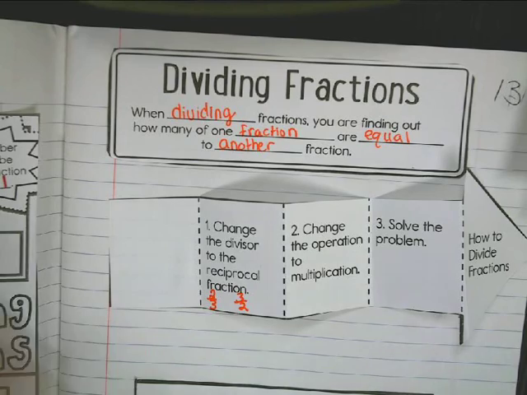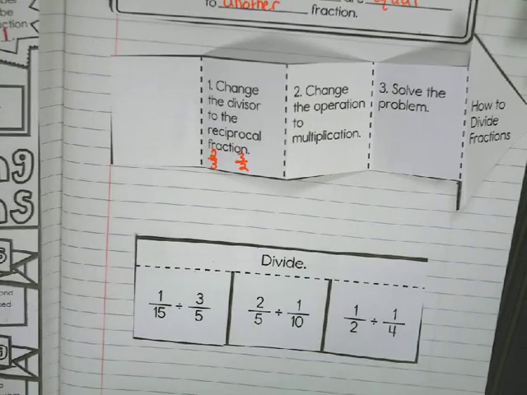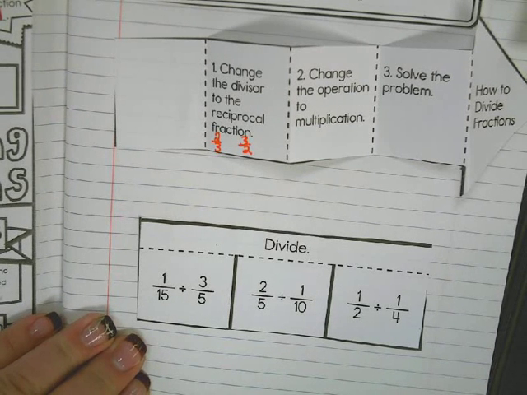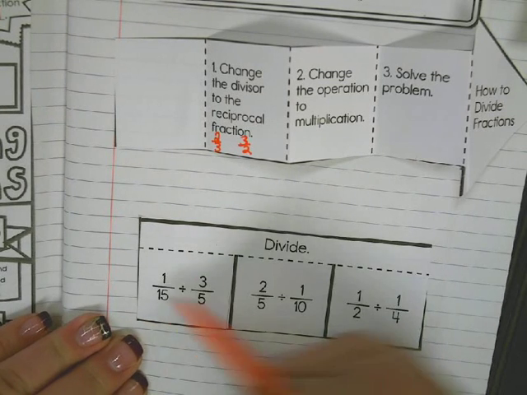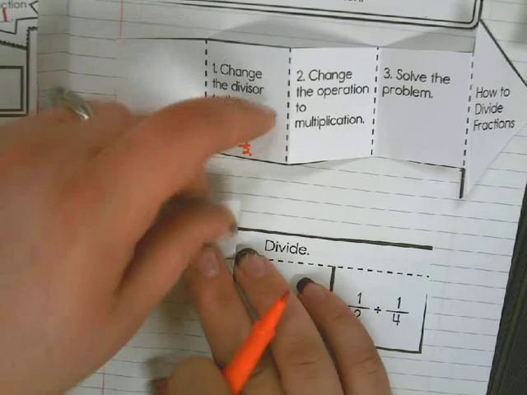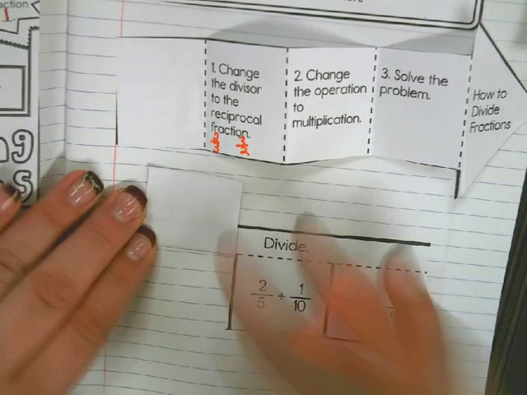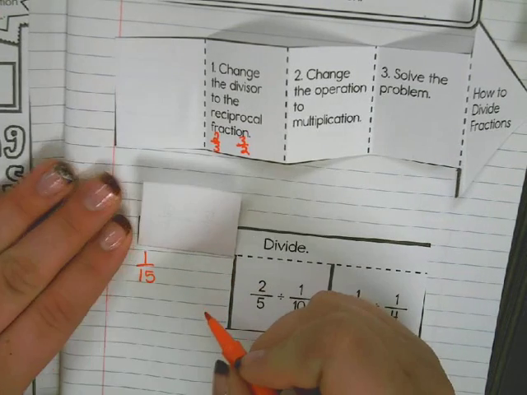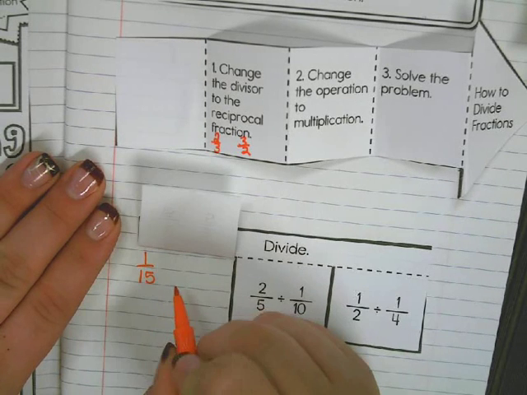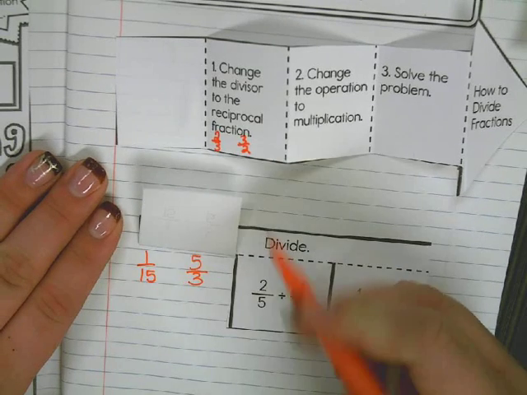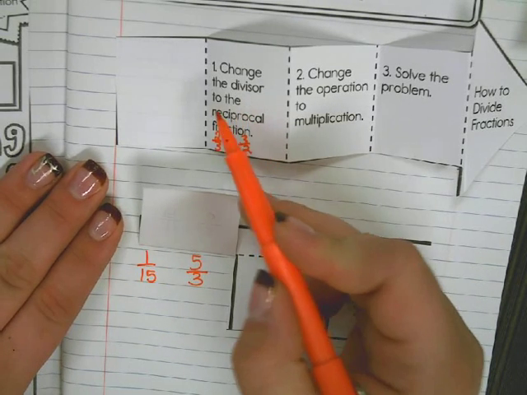Let's look at the first problem. We have 1/15 divided by 3/5. So which fraction do I change? Do I change 1 over 15 or 3/5? 3/5. So flip off your problem. So we're going to rewrite it as 1/15. That does not change. We're flipping our second fraction, so it turns into 5 over 3. So the divisor, remember, is your second fraction.